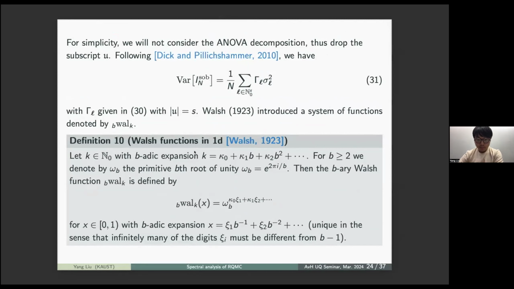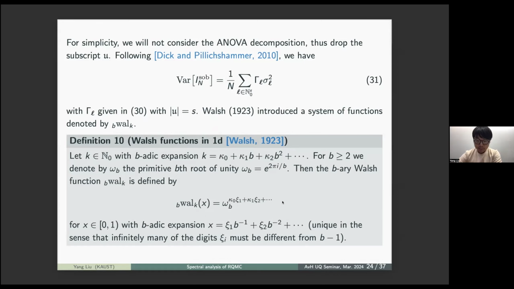And here we want to briefly introduce the Walsh function in 1D. Given an integer k, and this k has the expression in base b. For a finite k, this series is finite, so after some value kappa, this will be 0. And we denote omega_b to be the bth root of unity. And this is the Walsh function evaluated at x. If you write x also in base b, then this is omega_b, this bth root of unity, to the power, and this power is essentially the inner product of the digits of k in base b and the digits of x in base b.